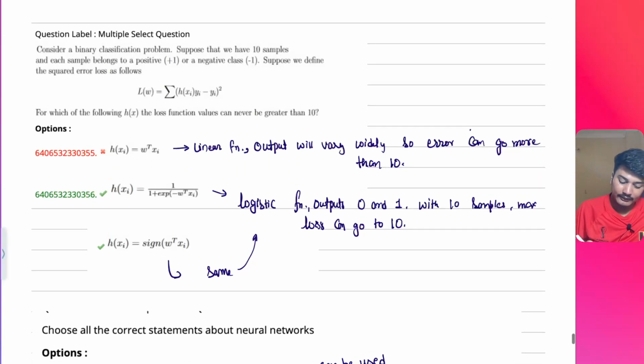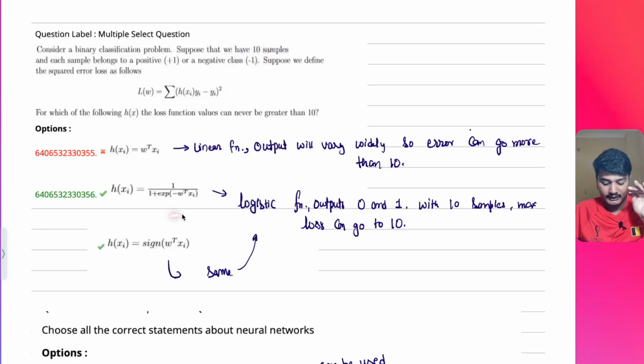Consider a binary classification problem. Suppose that we have 10 samples. Each sample is either positive or negative. Suppose the squared error is given as this. Which of the following loss functions can be greater than 10? So which can be? The first is a linear loss function, that is a regression loss function. Linear loss functions can output wide errors. That's why the error for 10 data points can go more than 10, because we have 10 samples, right?